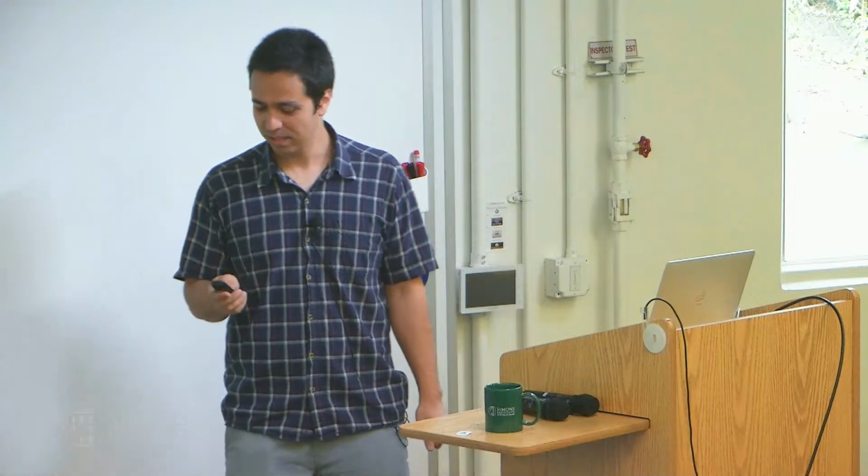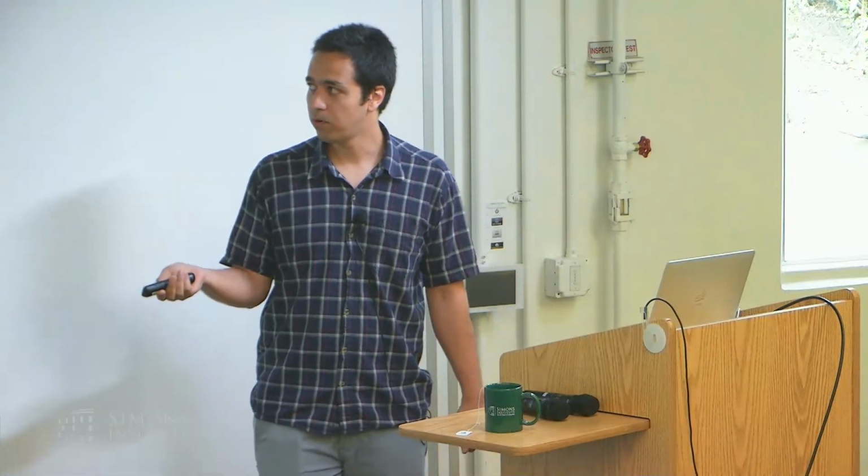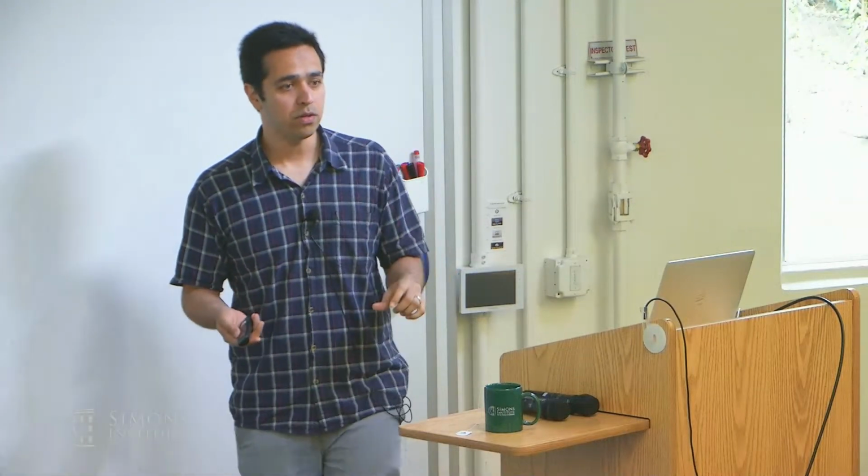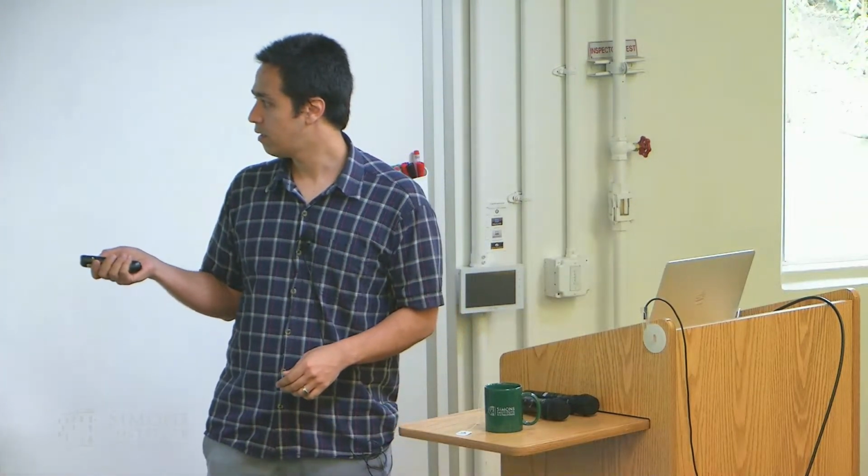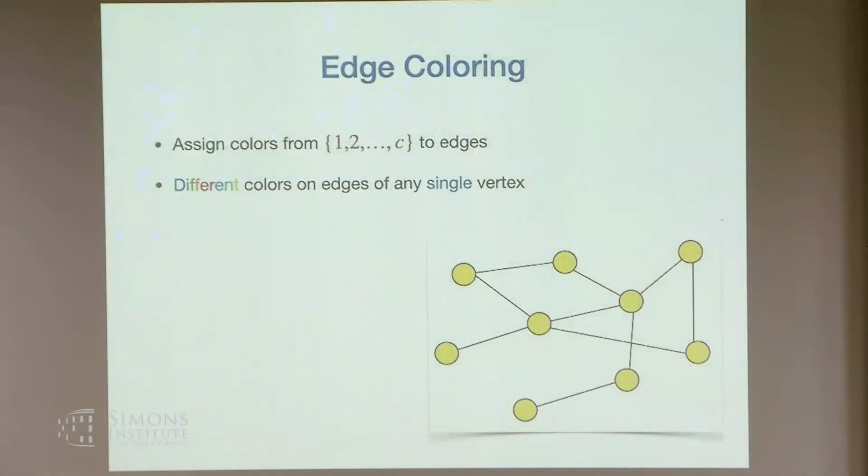All right, so we're going to talk about edge coloring. Let's define the problem. You have a set of colors 1 to C. You want to assign colors to the edges of your graph, such that whenever you look at a vertex, the colors incident on the edges of this vertex are different. So this is a proper 4-edge coloring of this graph. I want to make sure at any vertex, the edges that it sees get different colors. Another way to think about it: each color class, the set of edges that are colored the same, is a matching.